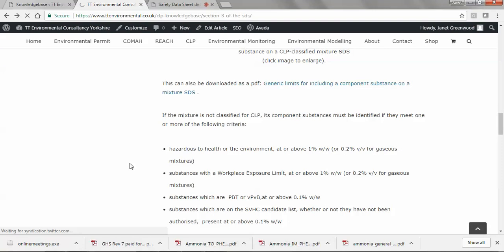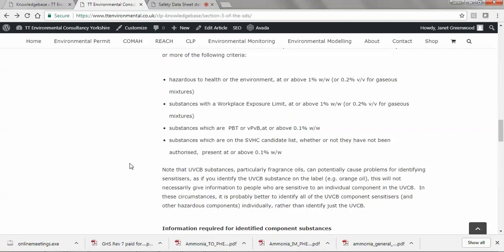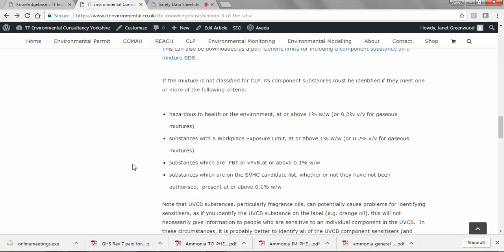If the mixture is not classified for CLP, then we've got different rules. Hazardous to health or the environment at or above 1% weight or 0.2% volume. Substances with a workplace exposure limit at or above 1% or 0.2%. Substances which are PBT, vPvB above 0.1%. Substances on the SVHC candidate list, whether or not they have been authorised, present at or above 0.1%.